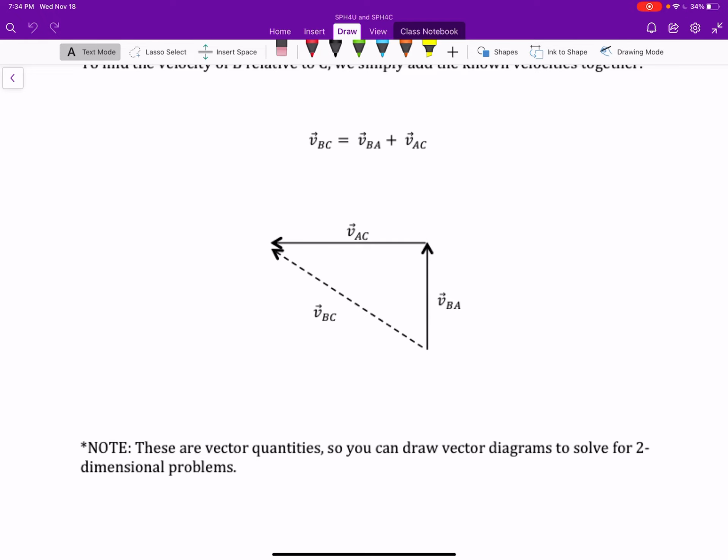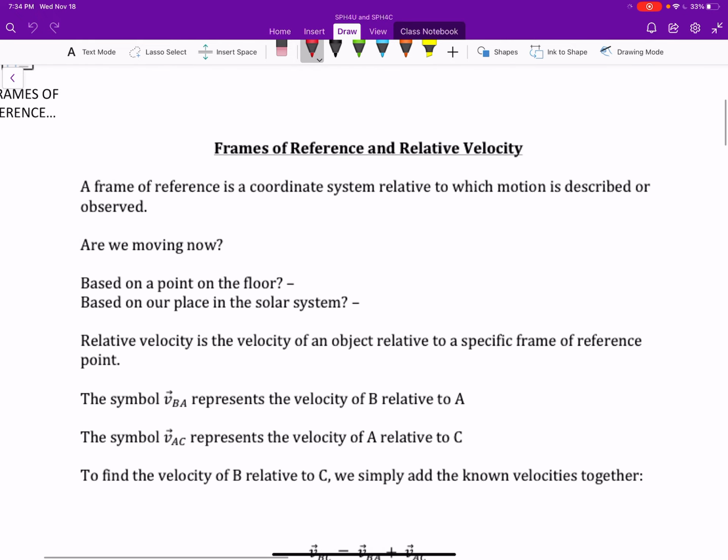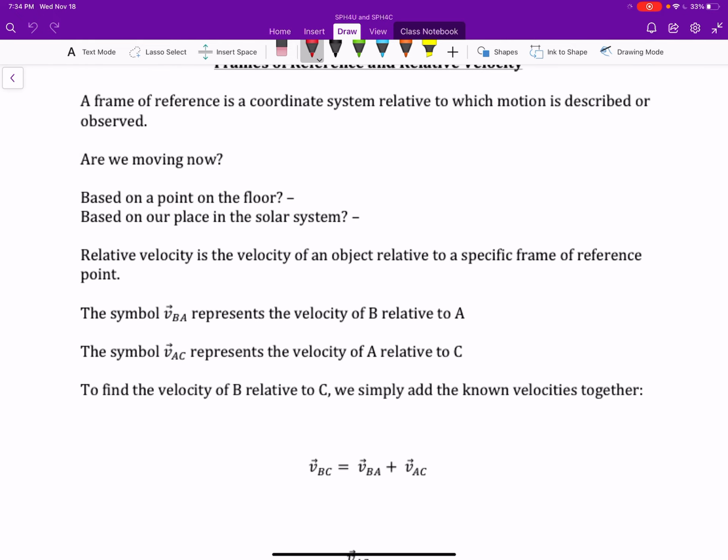Great, so we're going to start with relative velocity. So what exactly is relative velocity? We say that a frame of reference is a coordinate system relative to which motion is described or observed, right? So this key thing here is called a frame of reference. That's going to be important for the course, and it's going to show up again in Unit 5. All it is is a coordinate system, and we're describing motion relative to two different things.